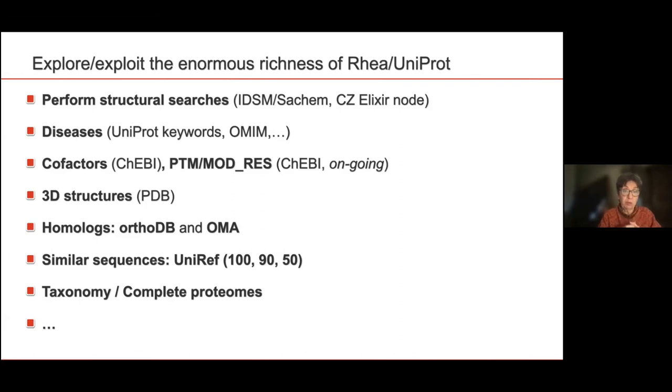With SPARQL queries, you can perform structural searches, like IDSM SACHEM. IDSM SACHEM is used in the Rhea website, but behind it is a SPARQL query, so you can do exactly the same directly in SPARQL. You can link the data to disease, as Marie-Claude showed, cofactor, PTM, 3D structure, similar sequences with the UniRef cluster, or homologous sequences with other resources like OrthoDB and OMA, that are other SIB resources referenced in UniProt. You can play with taxonomy. For instance, I want to retrieve all the reactions that are only found in bacteria or archaea, whatever you want. And we can also work on complete proteomes.